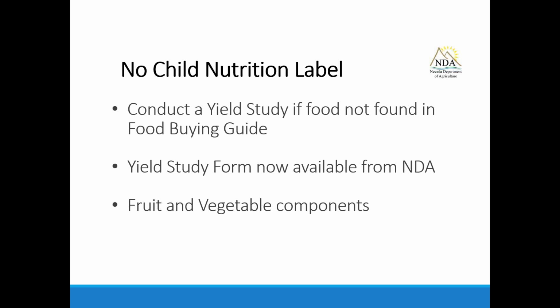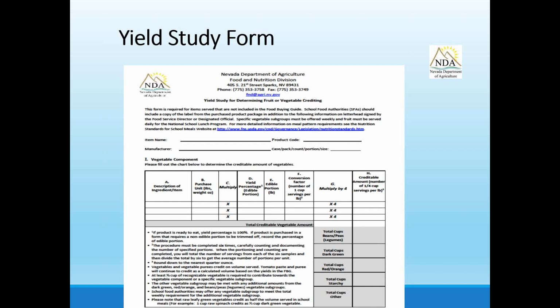Another area, if you have no child nutrition label, would be to conduct a yield study on your own if the food cannot be found in the food buying guide. We've recently developed a yield study form through the Nevada Department of Agriculture, and that would cover the areas of fruit and vegetable components that are not found specifically in the food buying guide. And here's an example of our form. And you can call for it and get it off of our website. We also have instructions on how to utilize this form.